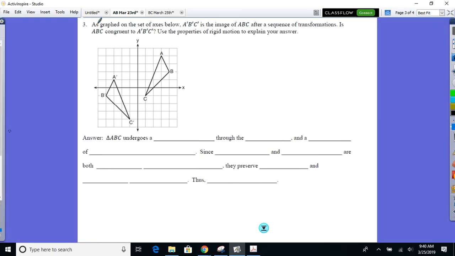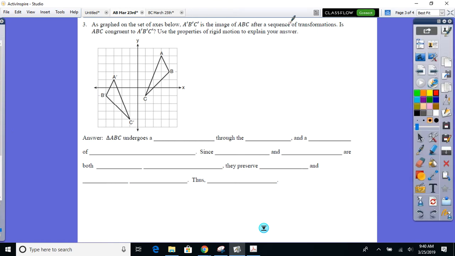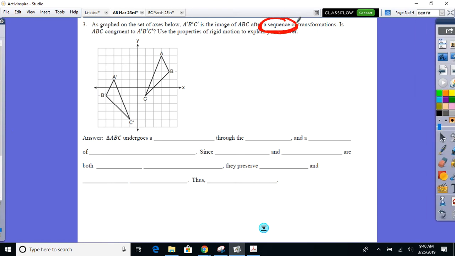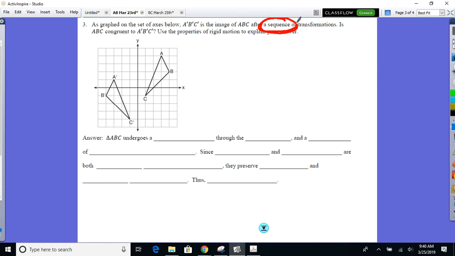Now you're really going to have to work together. Before you and your group go, directions, ready? A prime, B prime, C prime is the image of ABC after a sequence. So I'm not looking for a one and done here. You're going to have to tell me, you do this, then you have to do this. All right, a sequence of transformations. Let's go. What do you got for me?